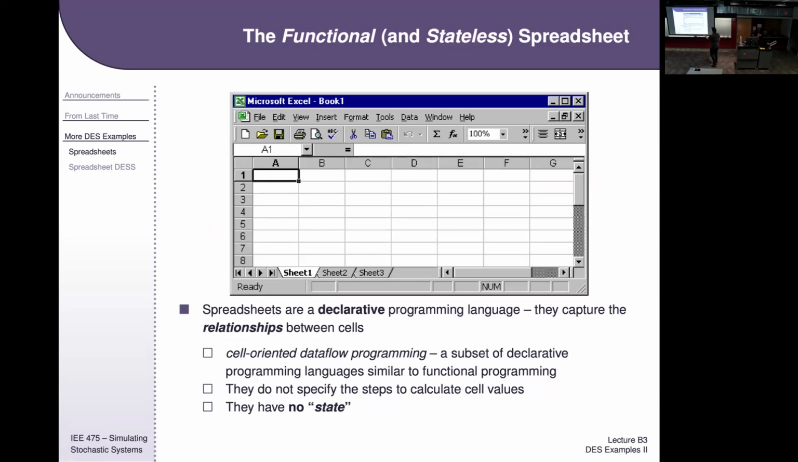And so if you think about a spreadsheet, this is also known as cell-oriented data flow programming. So the idea here is, hopefully you've all used a spreadsheet at one time or another, and you know that you don't specify how the whole spreadsheet works. You just specify how cells are related to each other. So you say that this cell is always twice this cell, or this cell is always the sum of these cells, and so on and so forth.